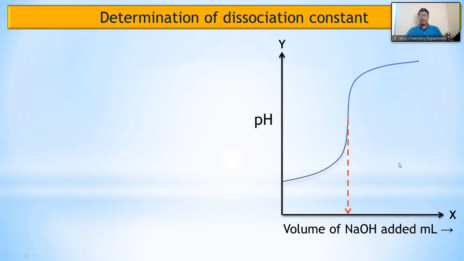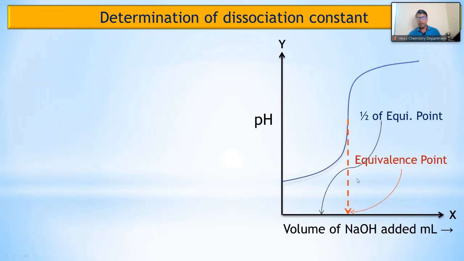In the next step, the graph of pH metric titration of acetic acid versus NaOH. Here this is the equivalence point, and we will take half of this equivalence point. From this we draw a line up to the curve, and from the curve we draw a line to the y-axis, which is the pH, so here we will get a pH value. Let's say this pH value is called A.